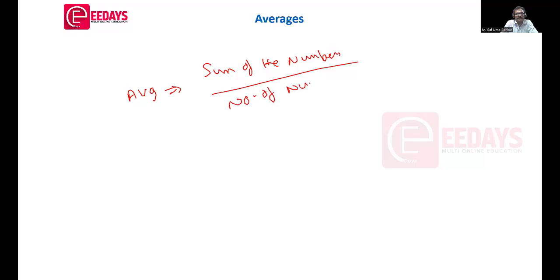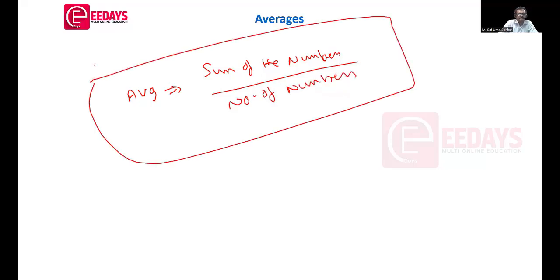What is the average? A general, simple, fundamental formula. What is the average? That is the sum of the numbers by the number of numbers. Yes, this is the average.